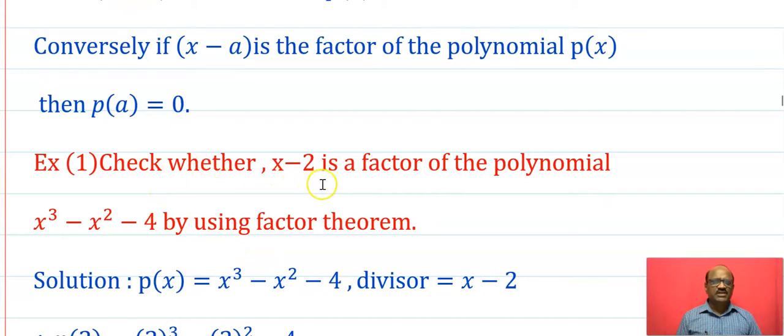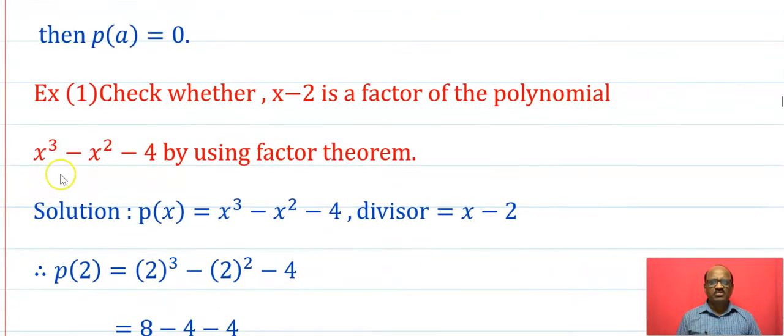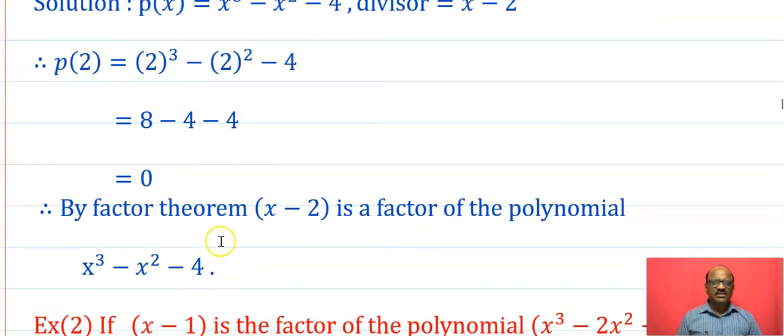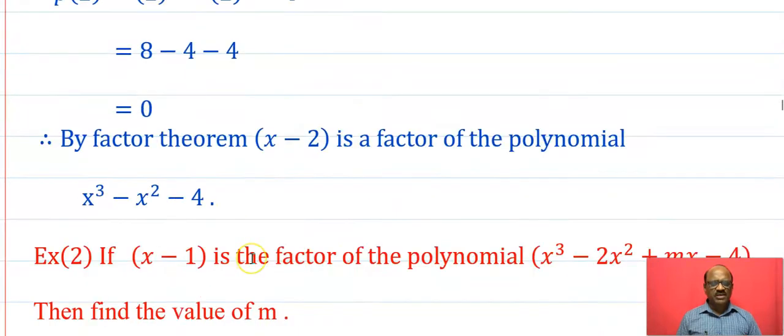Check whether x minus 2 is a factor of the polynomial x cube minus x square minus 4 by using the factor theorem. Now see this here, that is, p of x is equal to x cube minus x square minus 4, divisor x minus 2. Now substitute, replace x by 2, then you will get p of 2 is equal to 2 cube minus 2 square minus 4. 2 cube is 8, 2 square is 4, minus 4, so 8 minus 4 minus 4, that is 8 minus 8, that will be 0. By the factor theorem, x minus 2 is a factor of the polynomial x cube minus x square minus 4.